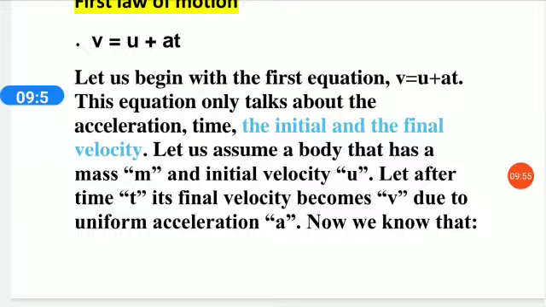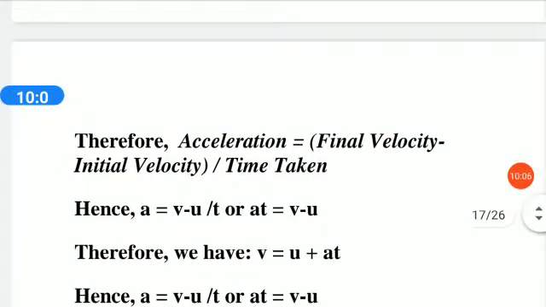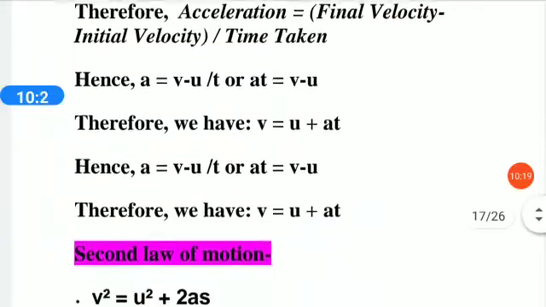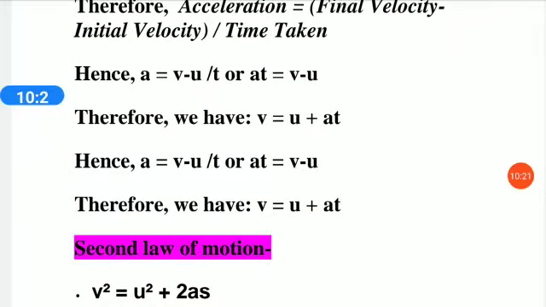Let us assume a body that has a mass m and initial velocity u. Let after time t its final velocity become v, due to uniform acceleration a. Now we know that acceleration is equal to average acceleration, which is final velocity minus initial velocity, divided by time taken. This you know. So a is equal to (v minus u) by t, or you can write at is equal to v minus u. Therefore we have the equation v is equal to u plus at. Okay, same thing. Thank you.